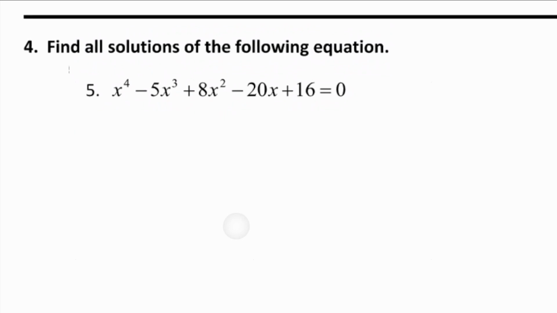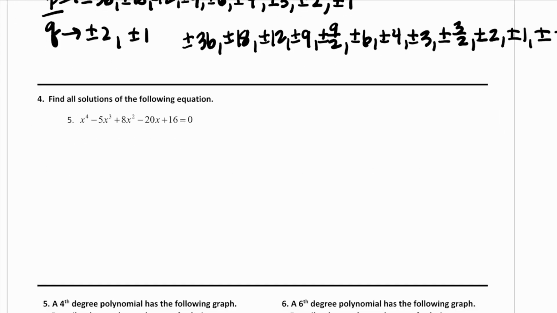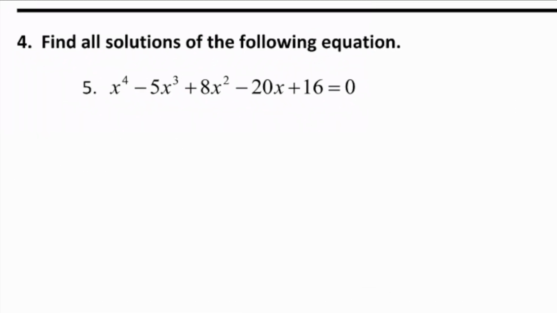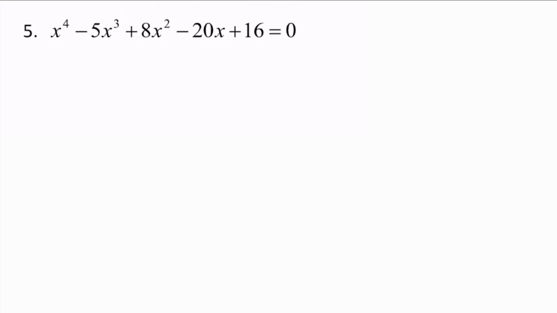Find all solutions of the following equation. x to the 4 minus 5x to the 3 plus 8x to the 2 minus 20x plus 16 equals 0. What are we starting with? Okay, no graph, no hint about what the roots are. Remember, in my class I'm going to start you off with either the graph or the roots or the fact that... Oh no, x equals 1 is a root here. I didn't even forget about that.